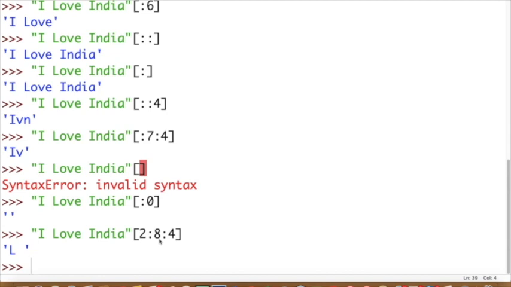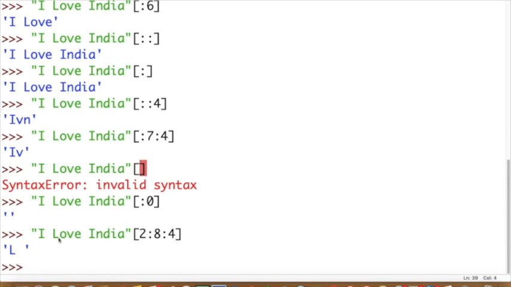Then we have to go up to 8, that means 8 minus 1, the 7th index. Let us find out which one is the 7th index. In this case, 0, 1, 2, 3, 4, 5, 6, and 7. So I is at the 7th index. So we have to go up to I, having index 7, and move 4 letters at a time.